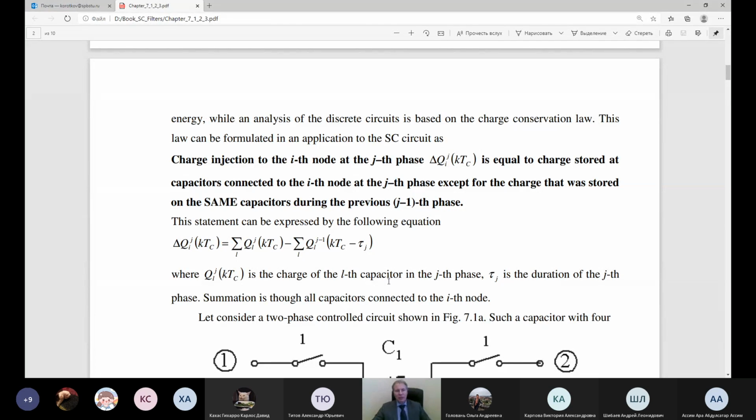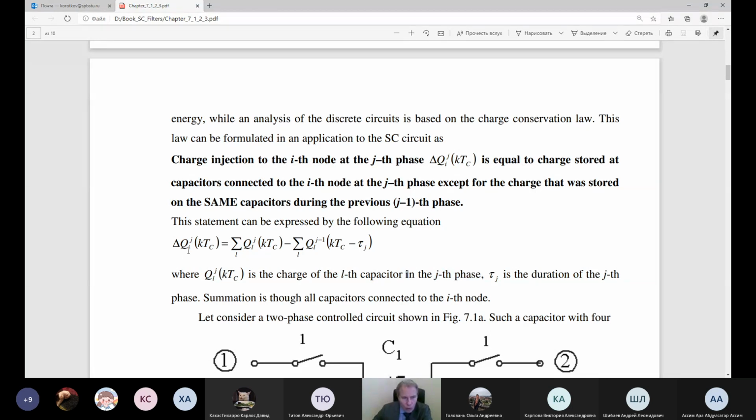So, let's try to understand how it is. Look into this formula. What we have? First of all, the upper index in our case G corresponds to the number of the phase. It is the number of the phase. Look.